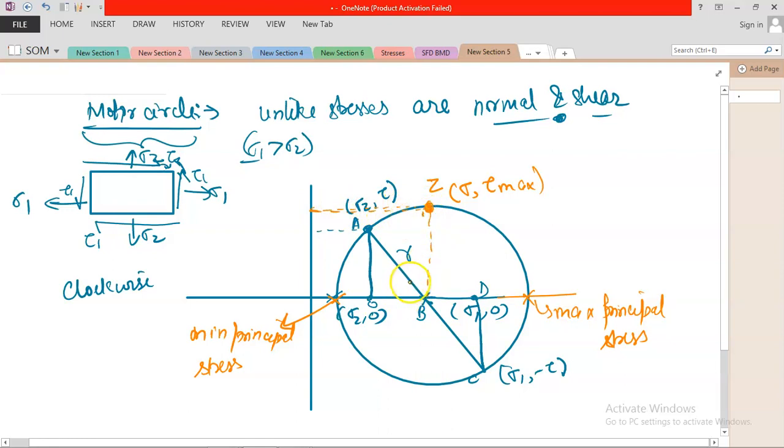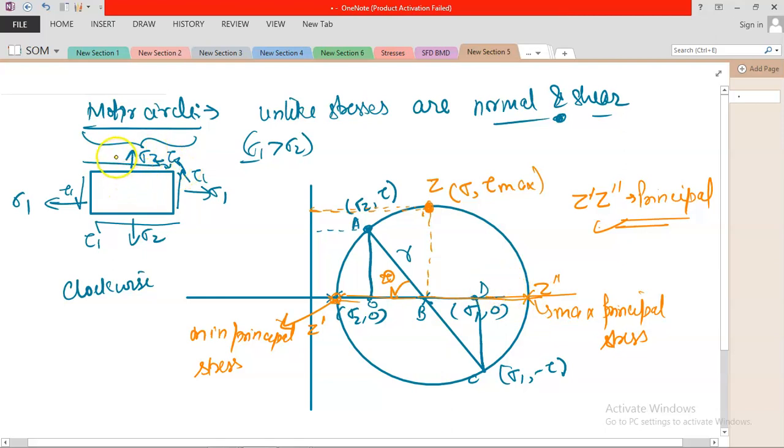Now if we rotate this by 2 theta in the anti-clockwise direction, then this is this plane. Suppose I am writing Z double dash. Z double dash is your principal plane. And you know the definition of principal plane? Principal plane is that plane at which shear stress is 0. So you can see that at this plane your shear stress is 0. This is the concept of Mohr circle.